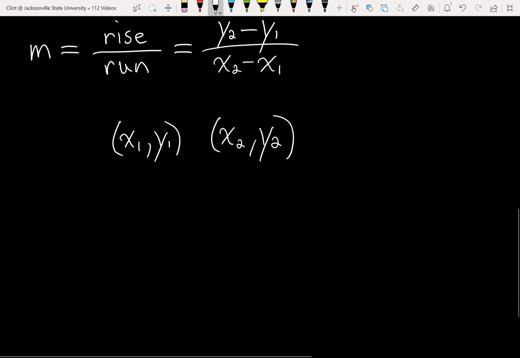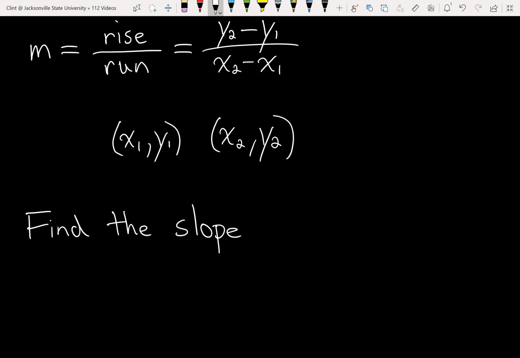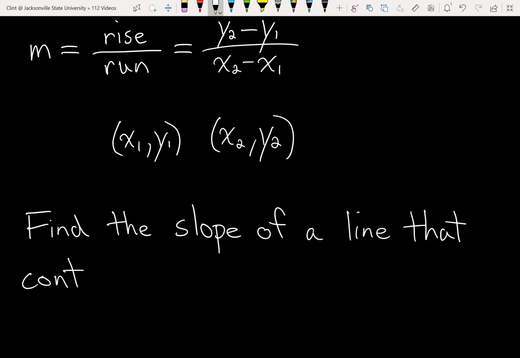Okay, so let's do one. We can put a number on it. So we want to find the slope of a line that has these 2 points on it. So we'll say that contains, then we'll list out our 2 points. So our first point is 4, 3. And the second point that's on the line is -2, -1.